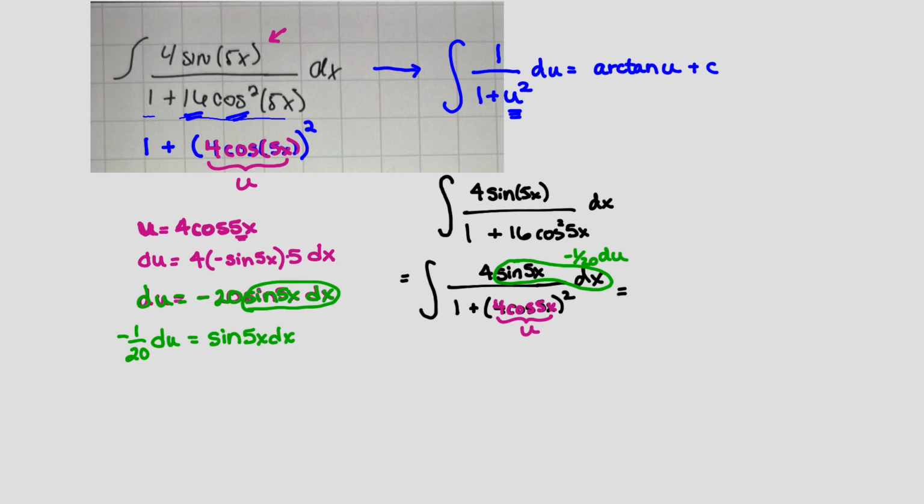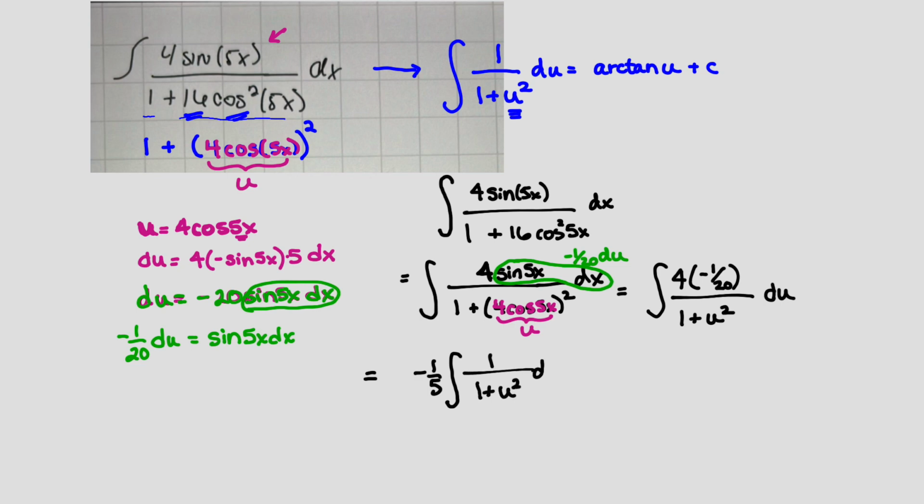When I put that all together, I still have this 4 on top, so I've got a 4 times a negative 1 over 20 du. And on the bottom, I have a 1 plus u squared. And I think we're so close to being done. Let's simplify that top as 4 over 20, or negative 1/5. So, you know me, I like to pull out those coefficients, or those numbers that are multiplied. So I'm going to pull it right out, leaving me with 1 over 1 plus u squared, which I recognize right away. The antiderivative of 1 over 1 plus u squared was what we were looking for.